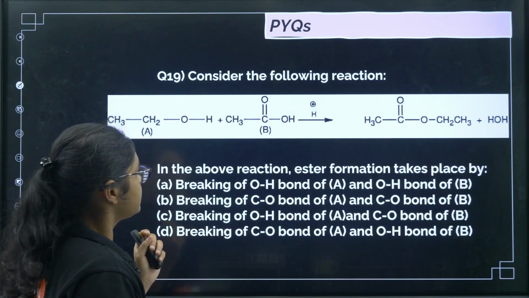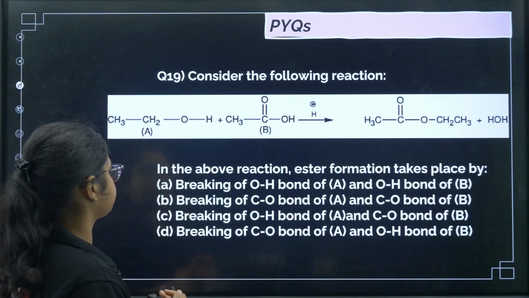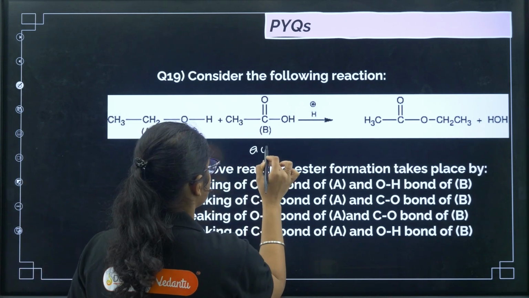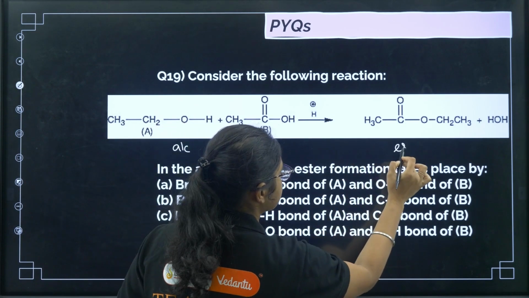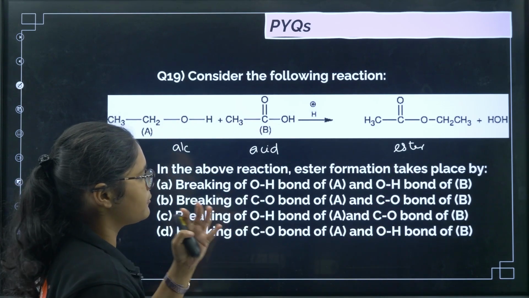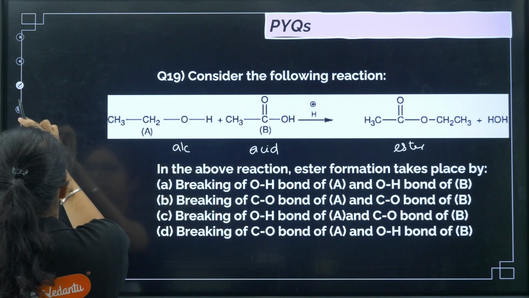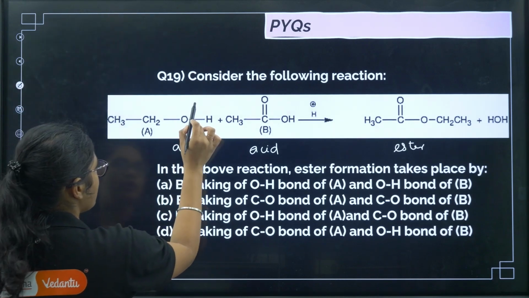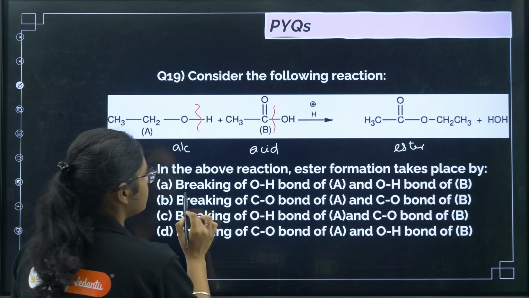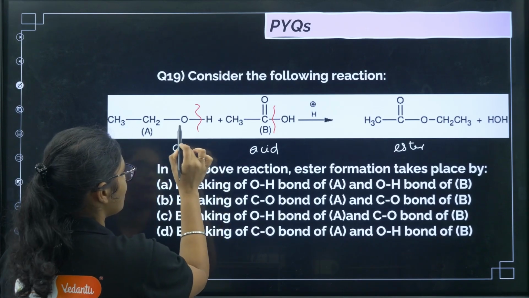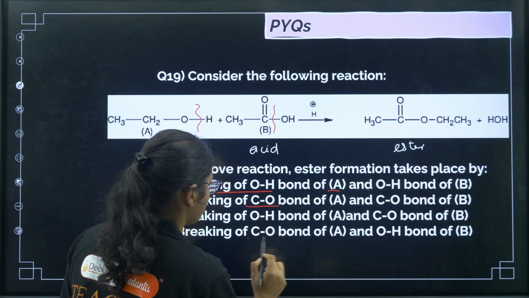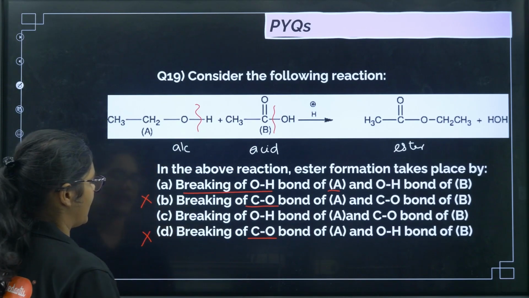Next, consider the following reactions. Here you can see this is an alcohol and this is an acid, right? And we are getting an ester. In the above reaction, ester formation takes place by. So I told you to remember this: in alcohol the OH bond breaks, but in carboxylic acid the CO bond breaks, right? So this is A. So in A, what is happening? Breaking of OH bond in A, breaking of CO bond in B. So we can eliminate options B and D.